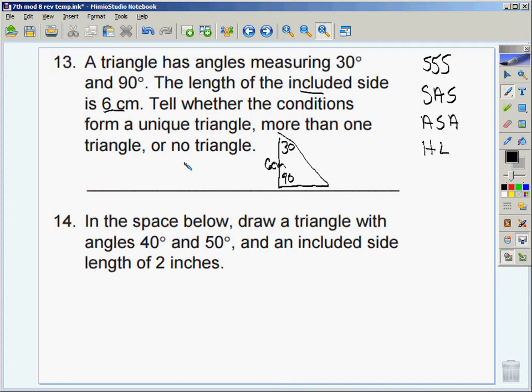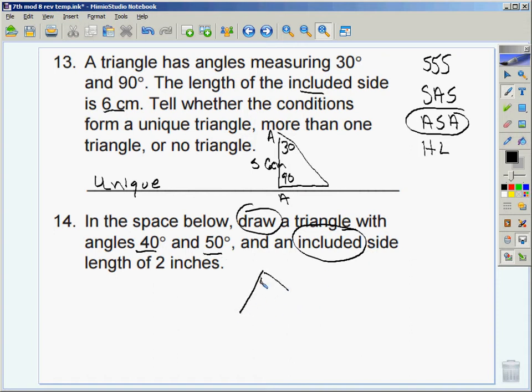Remember, the only way that we could get none is if they gave me three lengths that two sides weren't bigger than the third side. This says angle, side, angle. That was in my list, so this will be what? Unique. On this one, they asked me to draw it. You will not have to draw one tomorrow. But they might ask you another question. If I take a look at this, notice they said 40 and 50 degrees, and again, an included side.